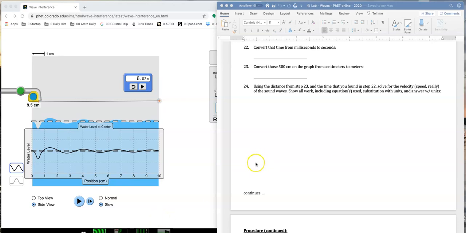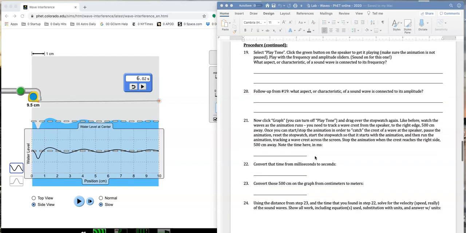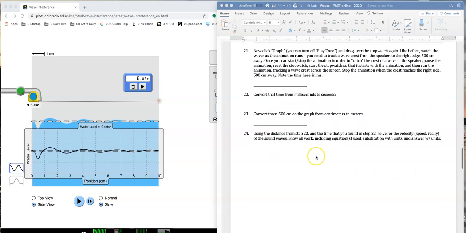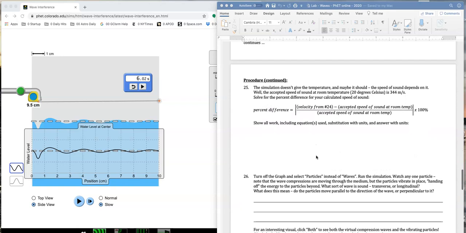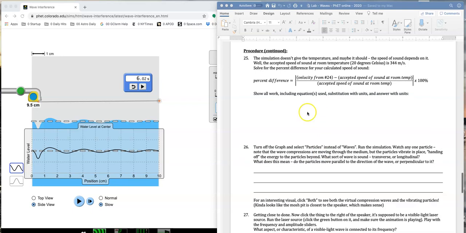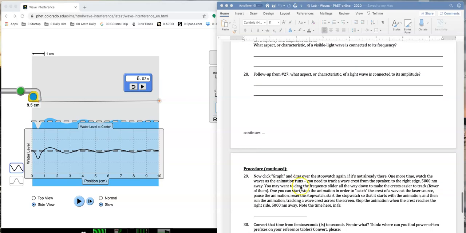There are some other parts of the lab that I just wanted to comment on. The second piece after the dripping faucet is the sound bit. There are some things that are different, but basically you're going to do v equals d over t again, and then do a percent difference calculation again, but using the speed of sound at room temperature, 344 meters per second. So that's 25. And 26 has a question about the particles, how they're handing off the energy, and how energy moves as a sound wave. Then 27 gets to the speed of light.